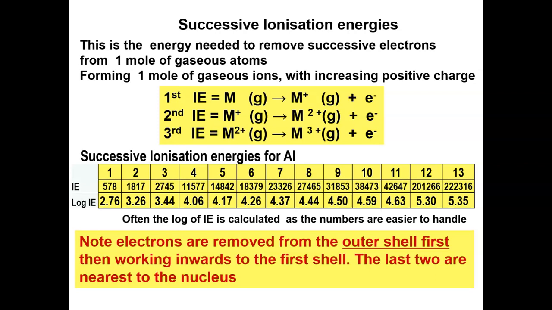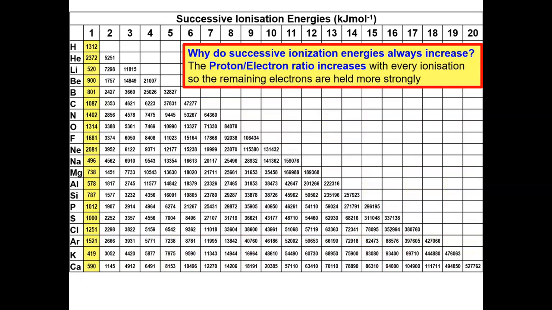Then the next 8 were the 2p6 and 2s2, getting closer to the nucleus. And so the last 2 are the 1s2 and 1s1. We've worked inside from 3p1, working backwards to empty our electrons. Well, let's have a look at the graph when we plot this using the log values in a moment.